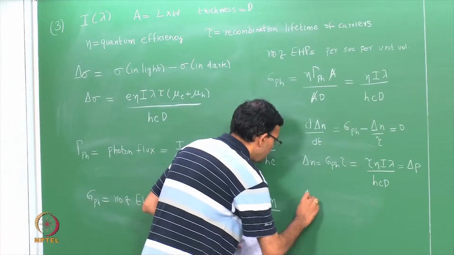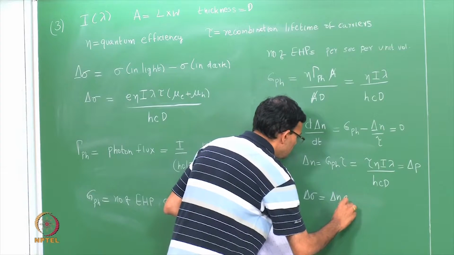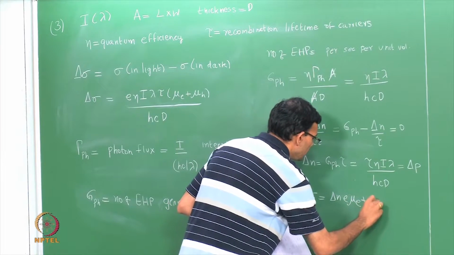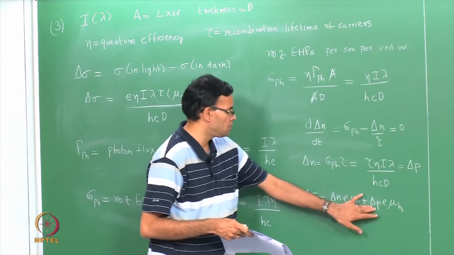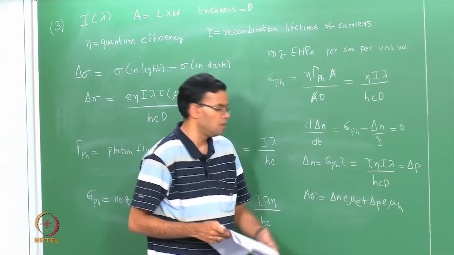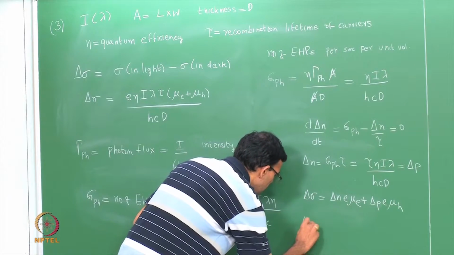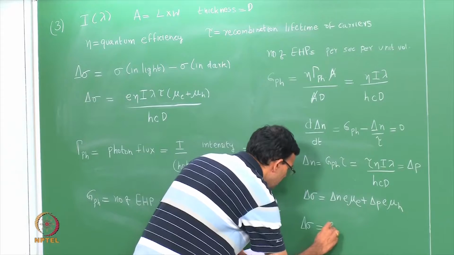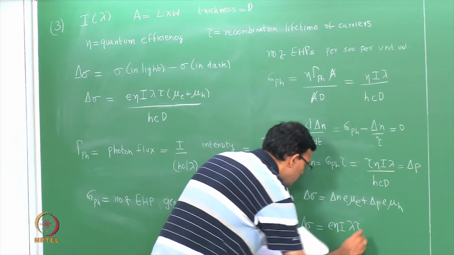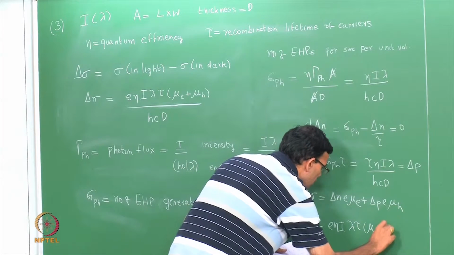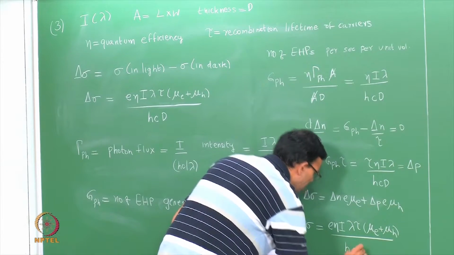So, the change in conductivity delta sigma is nothing but delta n E mu E plus delta P E mu H. These two terms are the same and equal to this. So, this you could take it out, and when you rewrite you get the final expression delta sigma is E eta I lambda tau, mu E plus mu H divided by hcd.